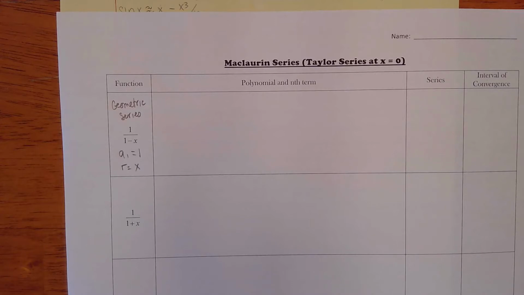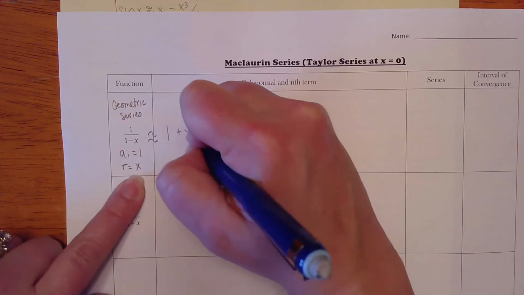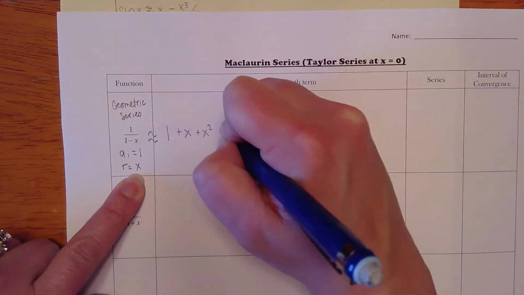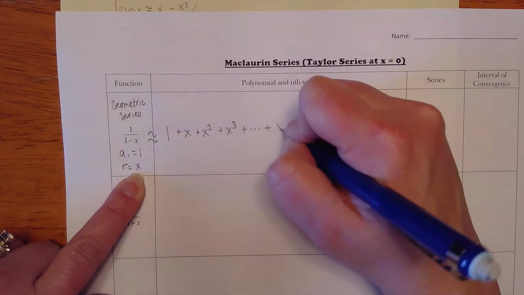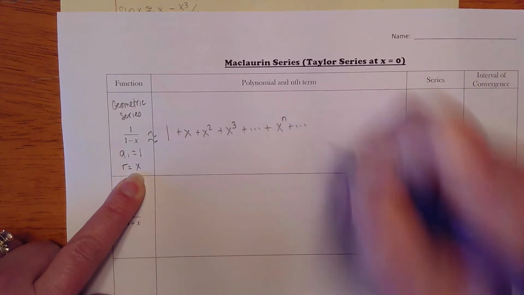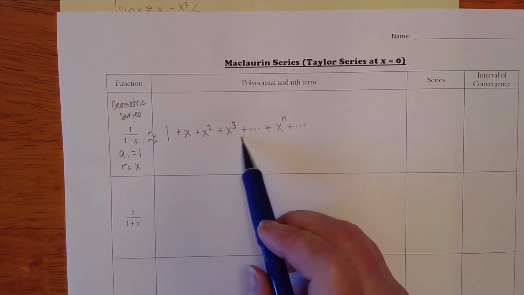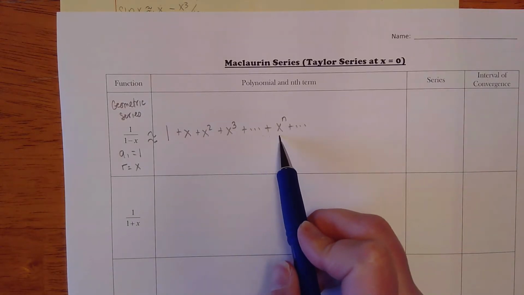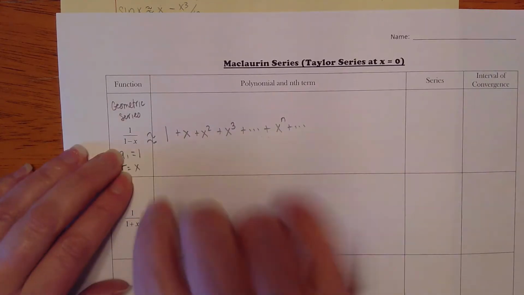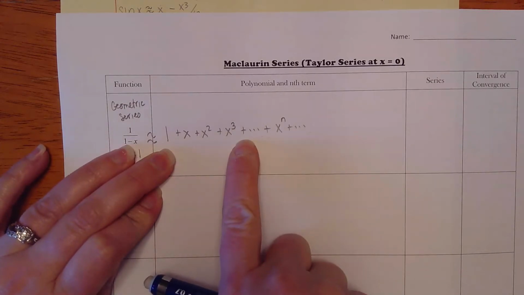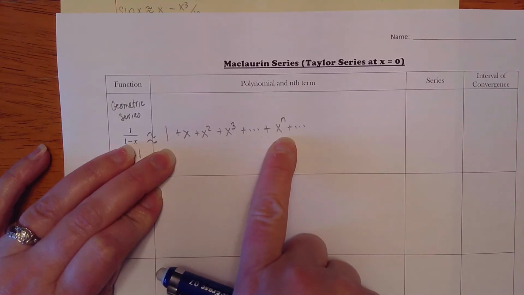So writing this now as a polynomial, I have my first term is 1, my ratio is x, so I just keep multiplying by x. x to the n plus dot dot dot. A few things about notation when you're writing these polynomials. You want to have this plus dot dot dot plus x to the n plus dot dot dot. It's College Board's weird thing. They want you to understand that it's an approximation, a polynomial. You keep adding up the terms. There's a certain amount of terms until you get to the nth term.